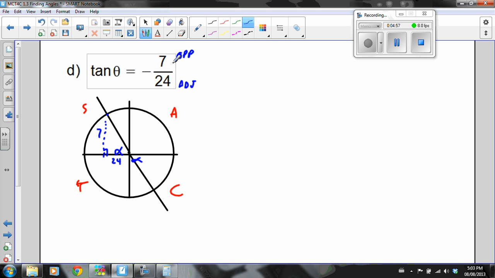Another way is, let's just pretend like we're back in grade 10 and find out what the reference angle is using our calculator. This isn't one of our special angles, so let's just go tan theta equals 7 over 24, inverse tan of both sides. Tan minus 1.